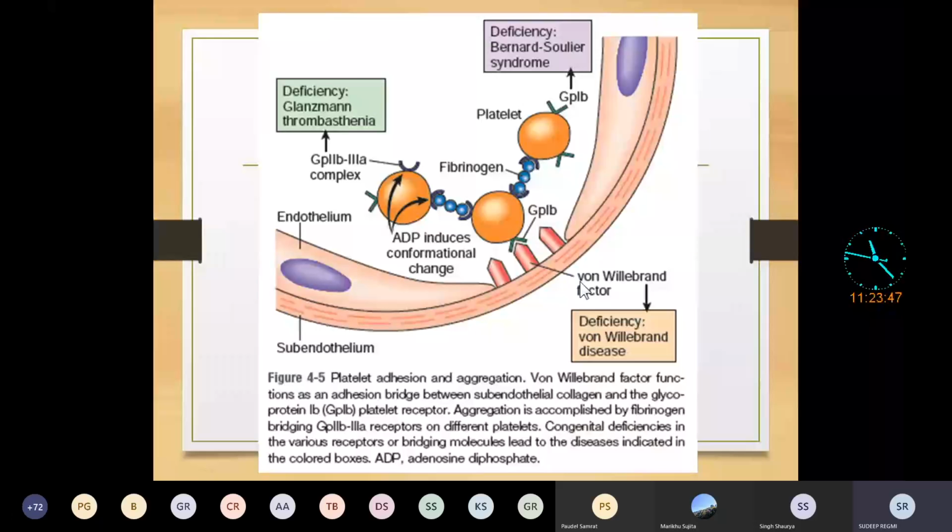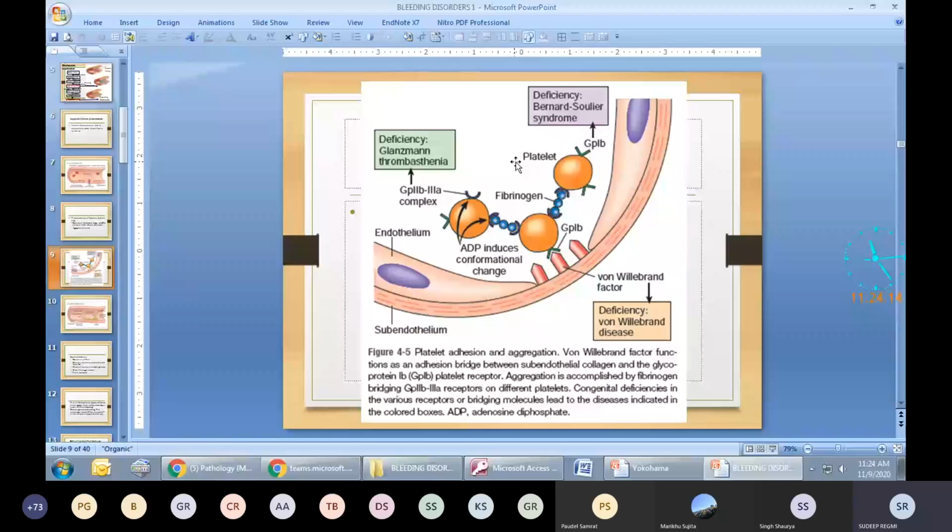Whenever there is a deficiency of GP1B, it is known as Bernard-Soulier syndrome. And whenever there is a deficiency or abnormality of the GP2B3A receptor, it is known as Glanzmann thrombasthenia. Bernard-Soulier syndrome, Glanzmann thrombasthenia, and von Willebrand disease, this you have to know. These primarily come in primary hemostasis.